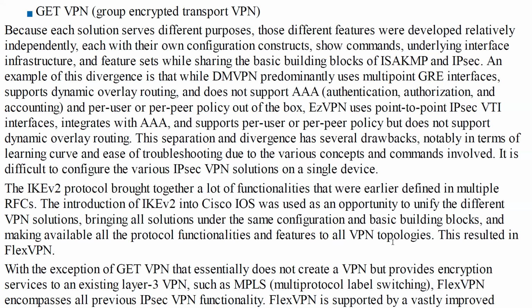So your FlexVPN, see, IKEv2 combines, yesterday also we saw, right? In IKEv2, we can decide. So your FlexVPN, what happens? FlexVPN is a combination of your site-to-site DMVPN as well as remote access VPN also. It combines all the functionalities, all the protocol functionalities and features of all the VPN technologies. This resulted in what? FlexVPN.